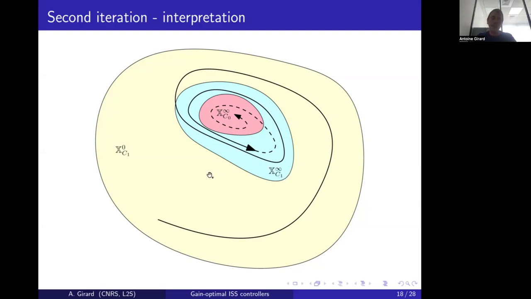Essentially, we have a nested sequence of attractors, and each attractor corresponds to a given level of disturbance. The dynamic programming that we do allows us to guarantee that the attractors that we compute are the attractors of minimal cost, attractors of minimal size for our system. So this is how we try to optimize this gain function.